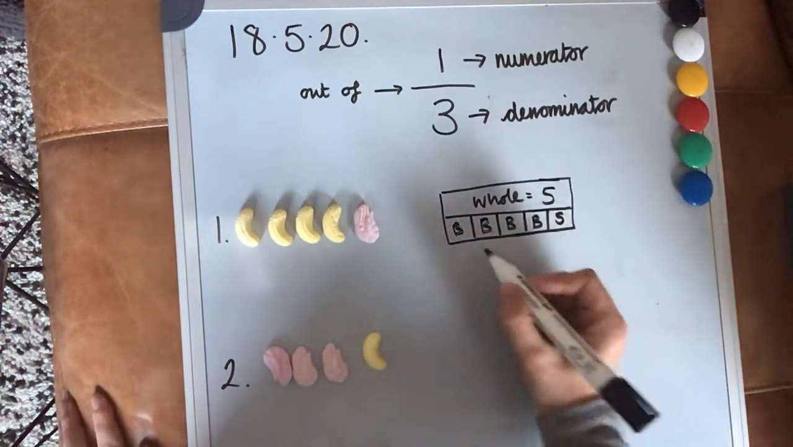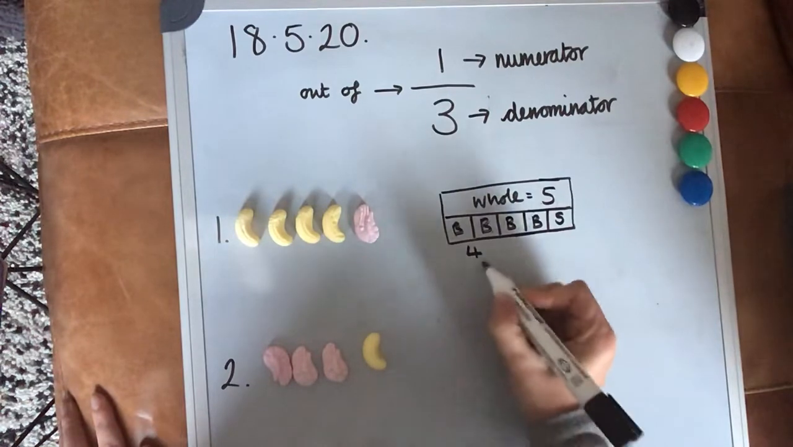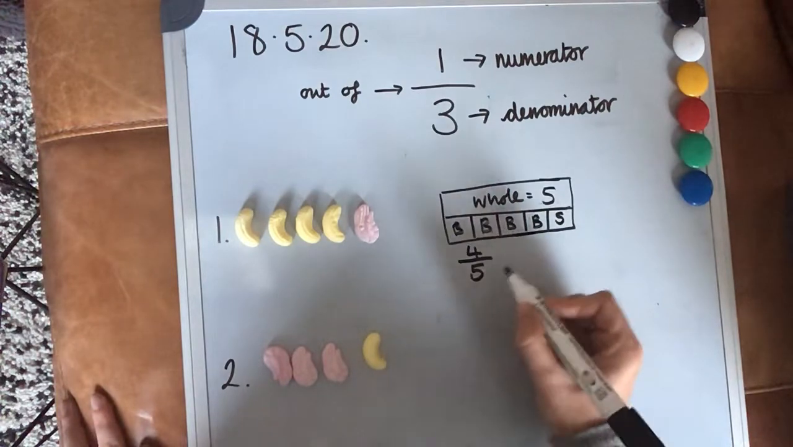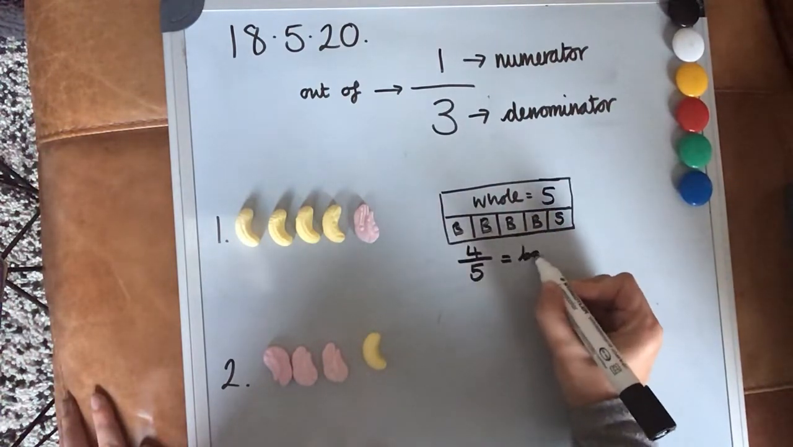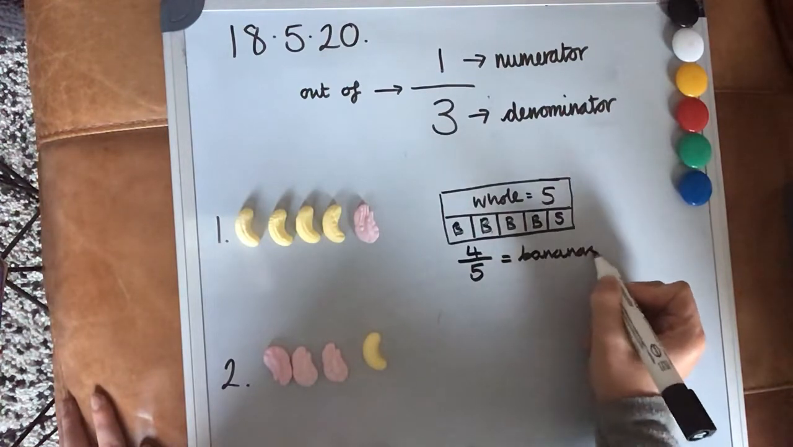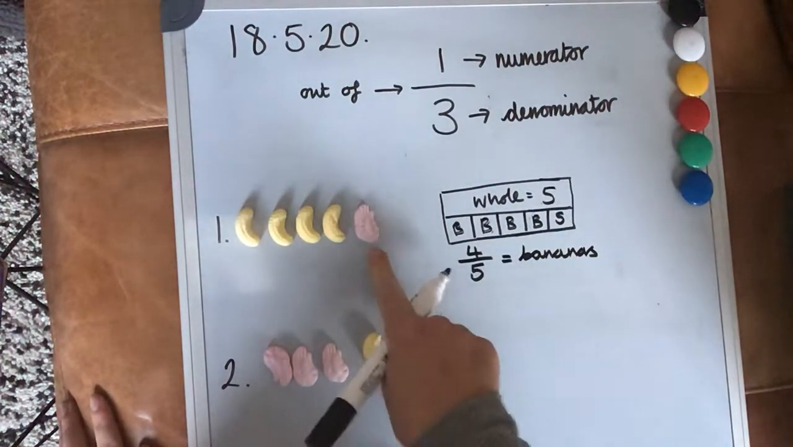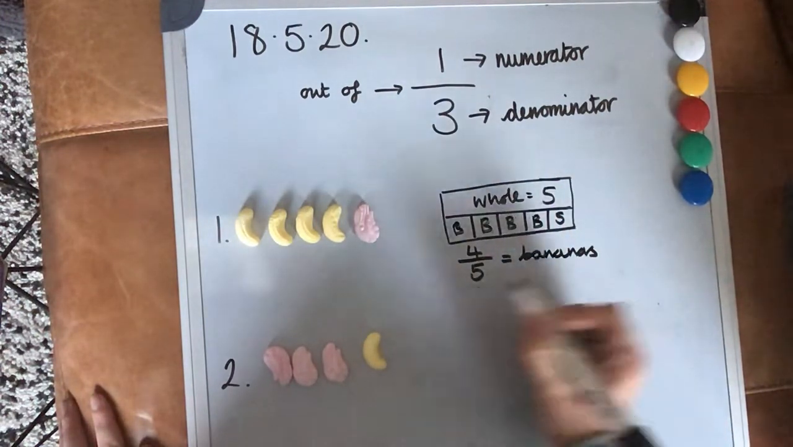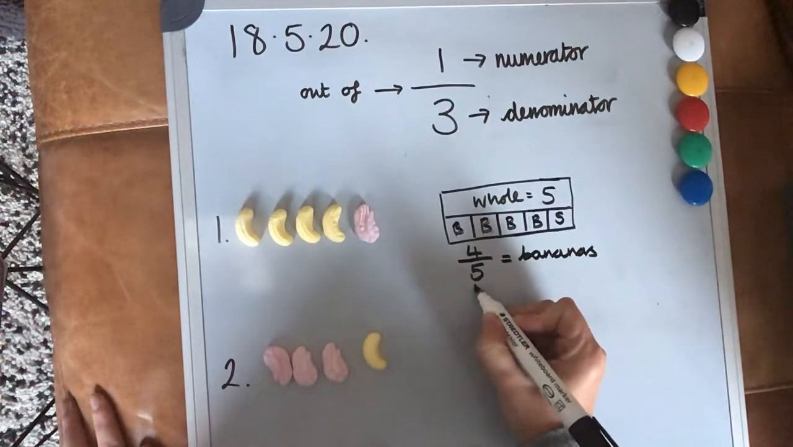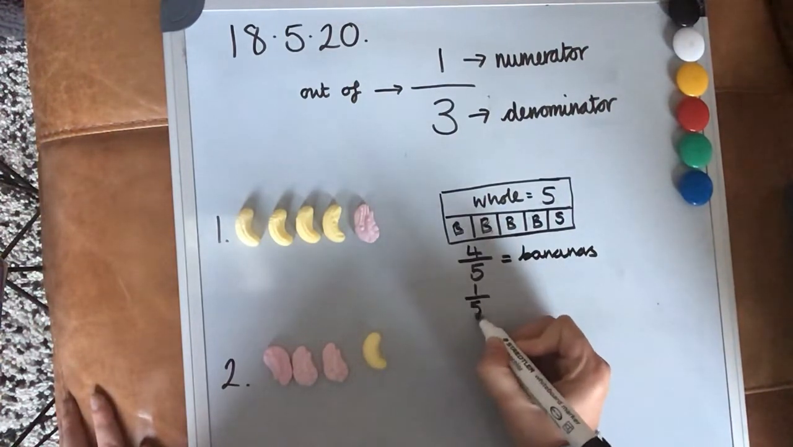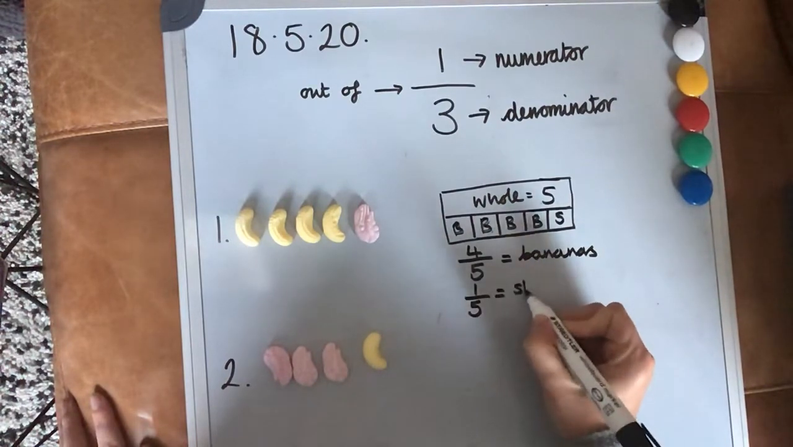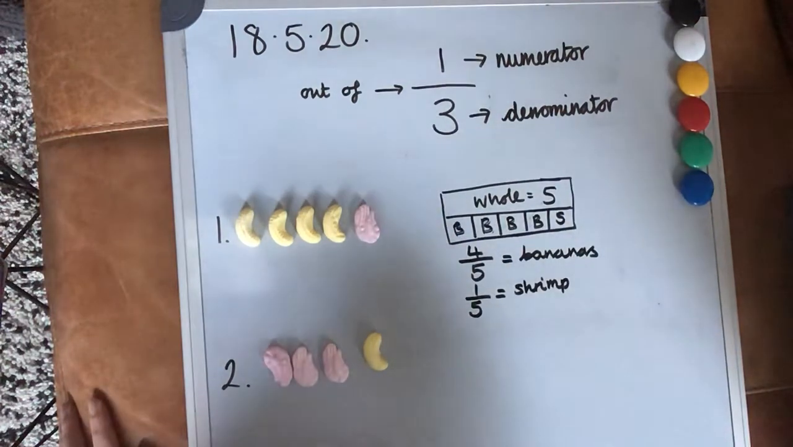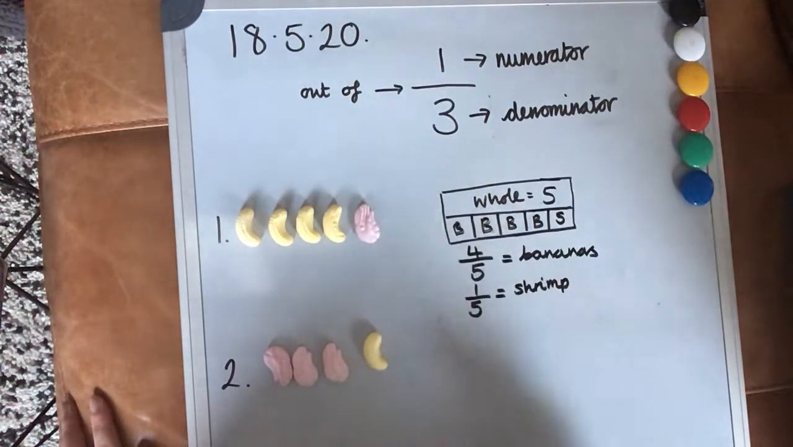So how do I write that as a fraction? Well, I've got 4 parts of the total amount of parts, which is 5. So I've got 4/5 equals bananas. But how many shrimps have I got? Well, I've only got 1. I've got 1 part of the 5, which is a shrimp. Where shall I write it? I'll write it here. So then I've got 1 part of the 5 sweets equals a shrimp. Okay, so I've got 4/5 bananas, 1/5 shrimp.